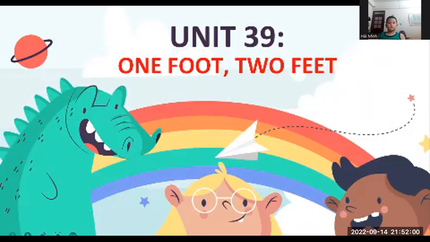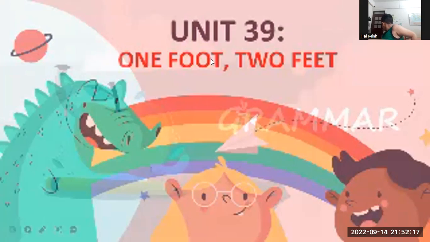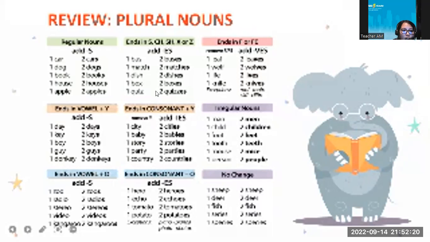Okay, it's the other one, Min. So our lesson for today is about unit 39, one foot, two feet. How many feet do you have? Okay, you got two feet. Very good. So now let's learn the grammar.